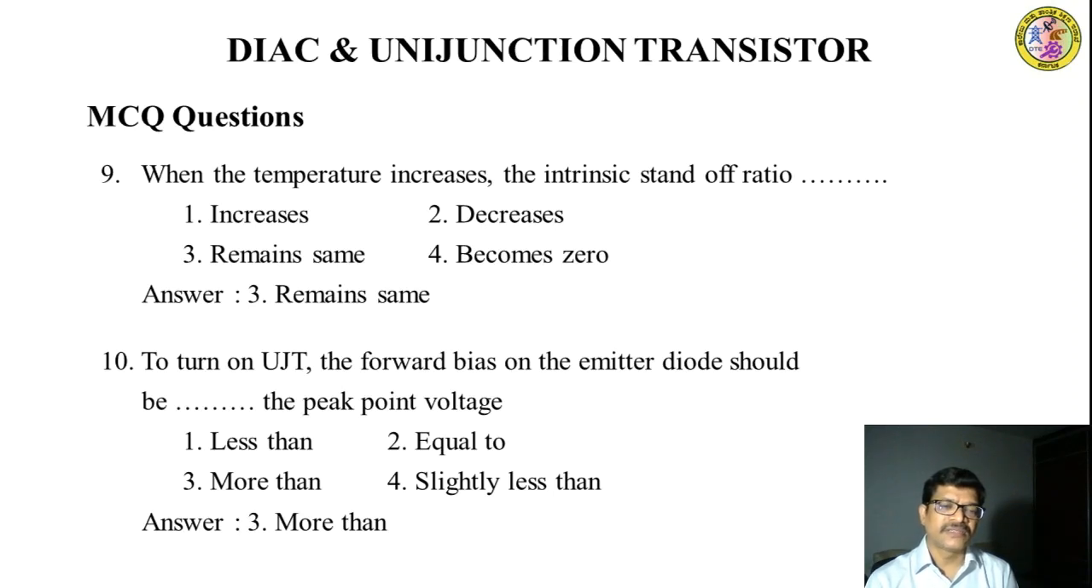Question number 10. To turn on UJT, the forward bias on the emitter diode should be dash the peak point voltage: less than the peak point voltage, equal to, more than, or slightly less than the peak point voltage. The answer is more than the peak point voltage.